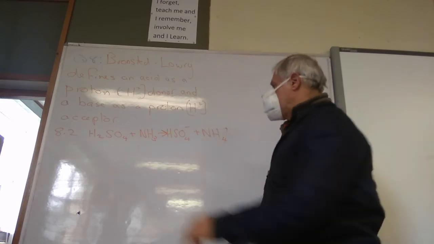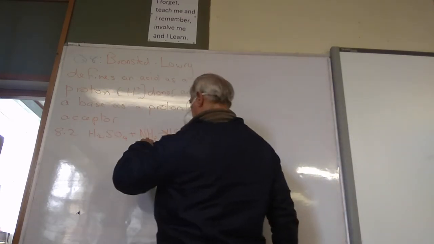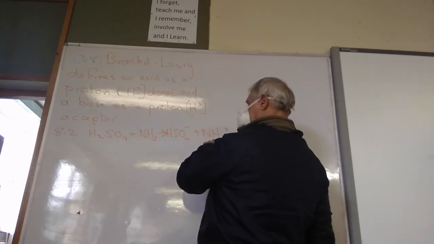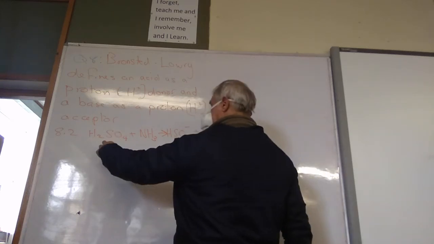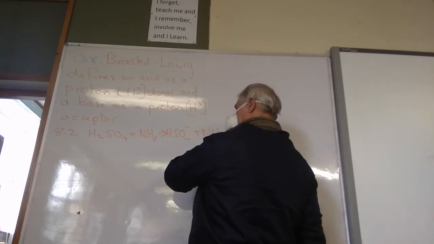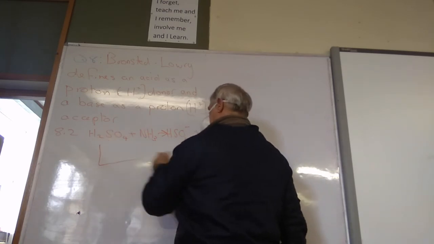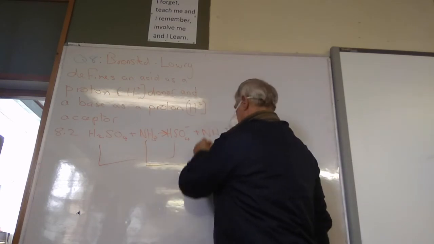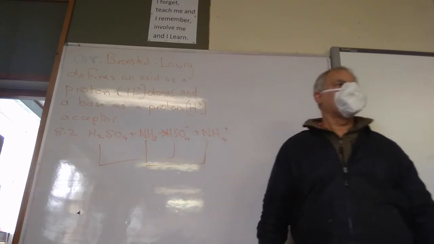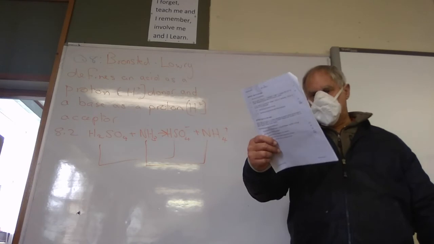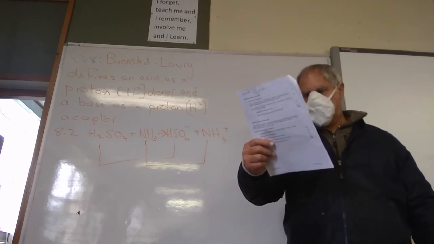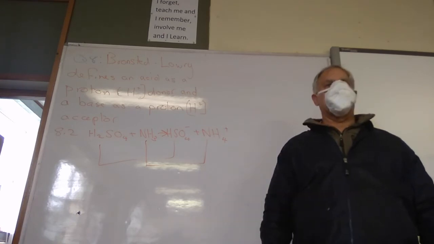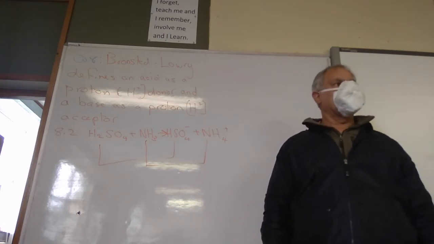Identify the conjugate acid-base pairs. Now, of the two, the one with more hydrogens is the acid, and the one with fewer hydrogens is the base. So of the two, which one has more hydrogens? So this is your acid, this is your base. Of these two, which has more hydrogens? That's got 4, that's got 3, 4 beats 3: acid, base. Would you like a note on that?